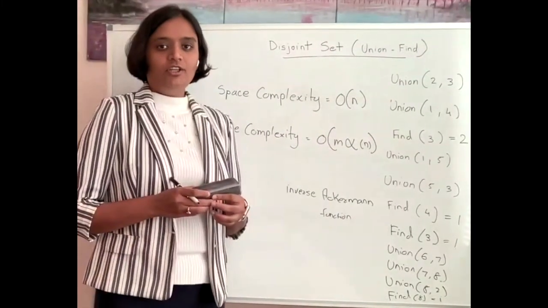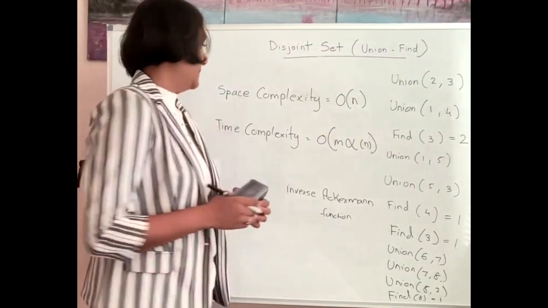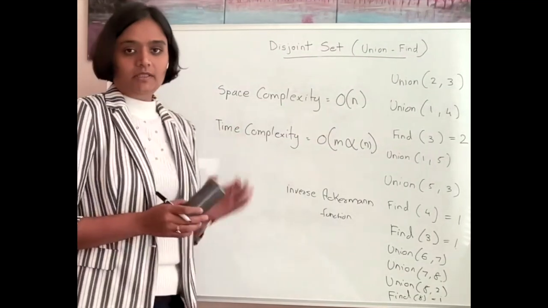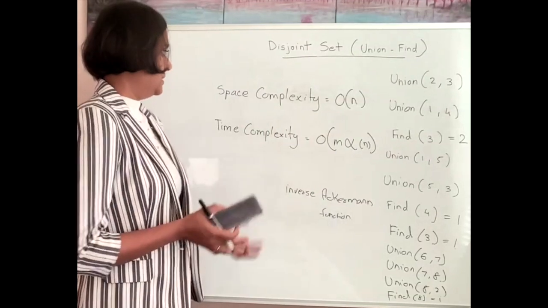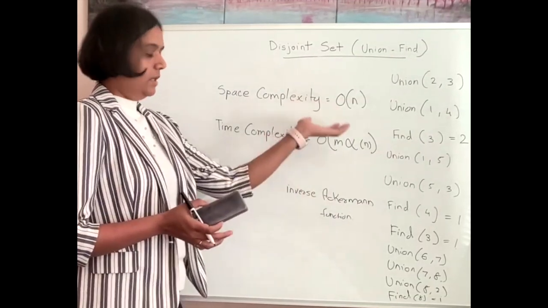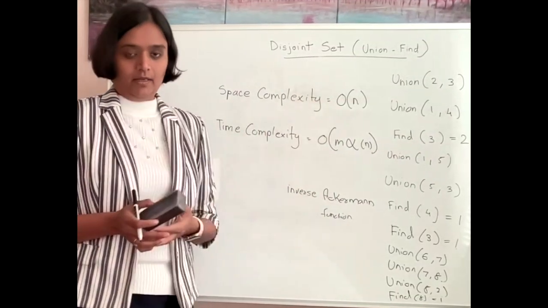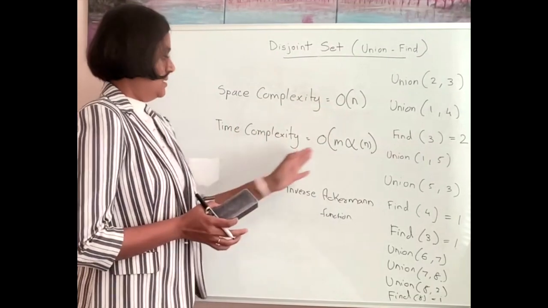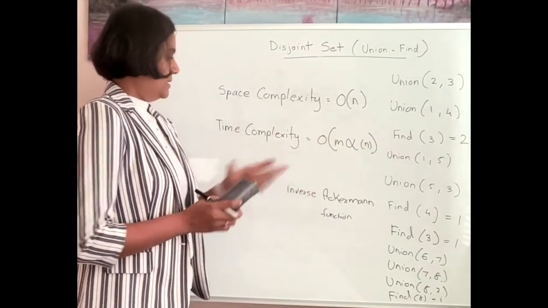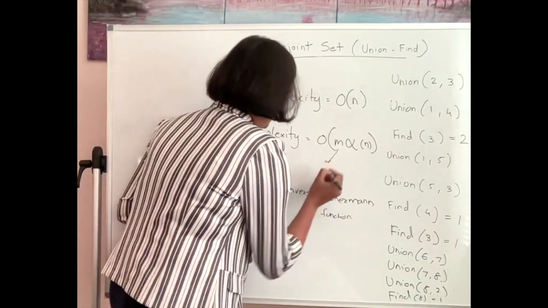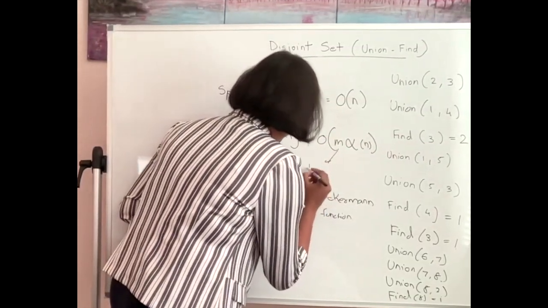Okay, so now let's look at the time complexity and space complexity. Space complexity is simple. If we have in total n elements, then the space complexity of a disjoint set with n elements is big O of n. Time complexity is big O of m alpha n. What is m? Let m be the total number of operations.